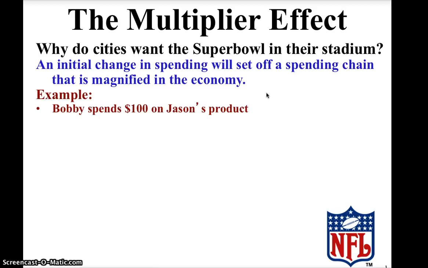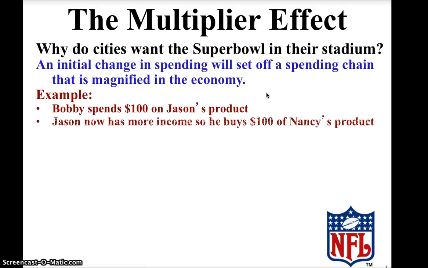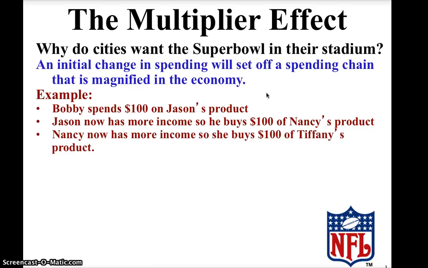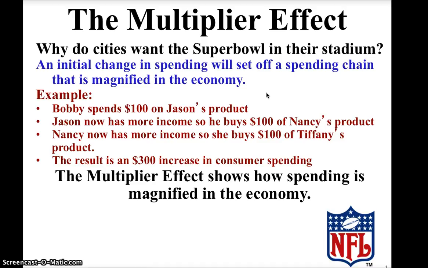So here's an example. Bobby spends $100 on Jason's product. Jason now has more income, so he buys $100 of Nancy's product. Nancy now has more income, so she buys $100 of Tiffany's product. The result is a $300 increase in consumer spending and a $300 increase in GDP.